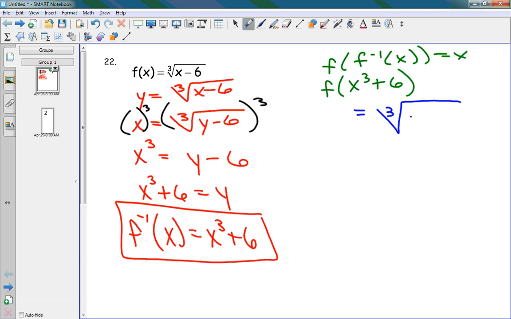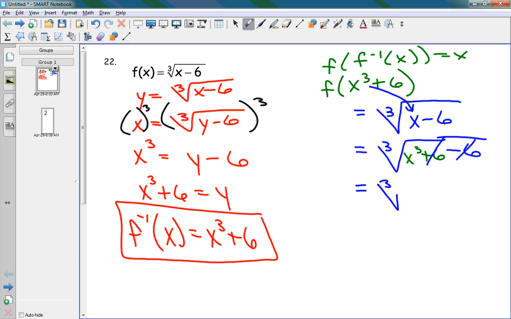That's the cube root of x minus 6. In every place I see an x, I'm going to plug in the x cubed plus 6 there. Yes? So that's going to give me the cube root of x cubed plus 6 minus 6. Do we see that inside there, yes or no? What happens to the 6's? They cancel out. And that's going to give me the cube root of x cubed.